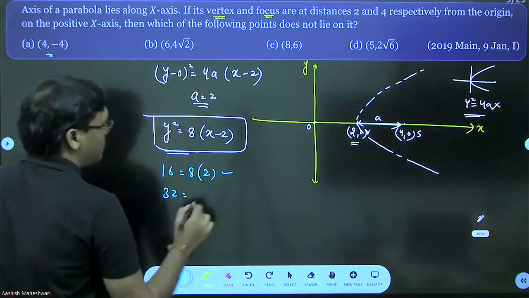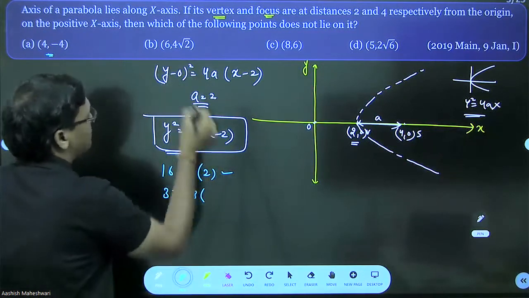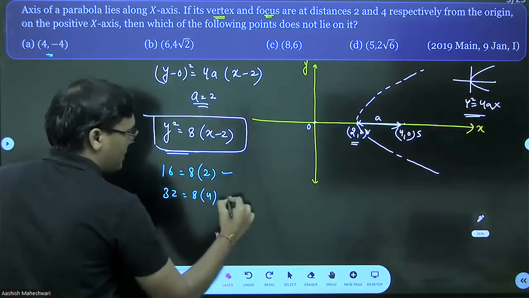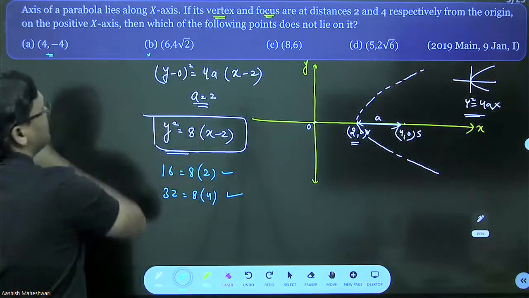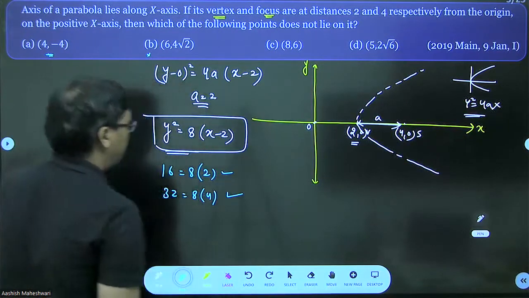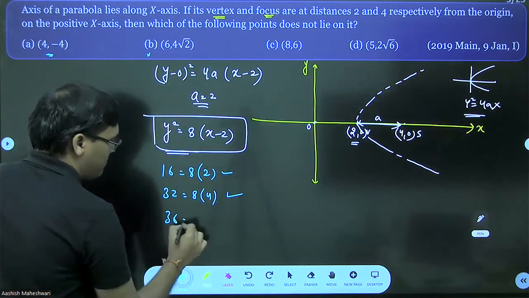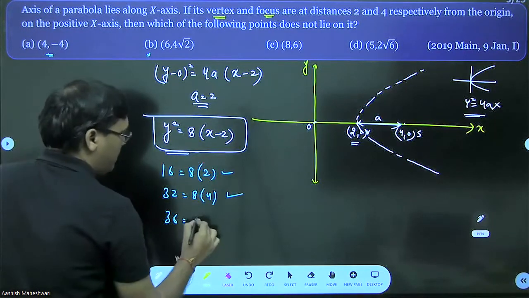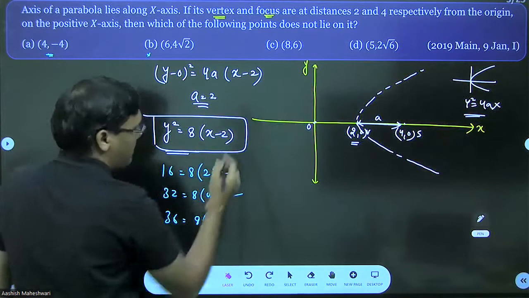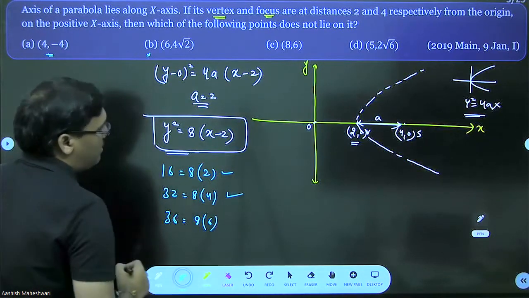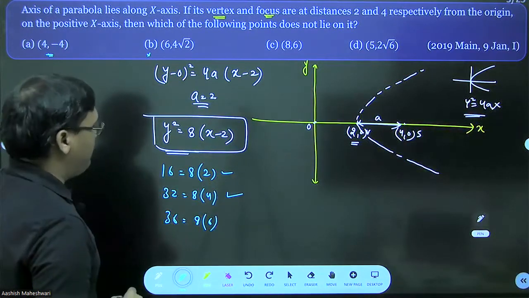Okay. If I put the next one, y² is 32, and 8 times (6 - 2), 6 minus 2 is 4, so 8 times 4 is 32. Again, this is satisfying. That is, this is also not the answer. If I put (8, 6), y² is 36, and 8 minus 2 is 6.